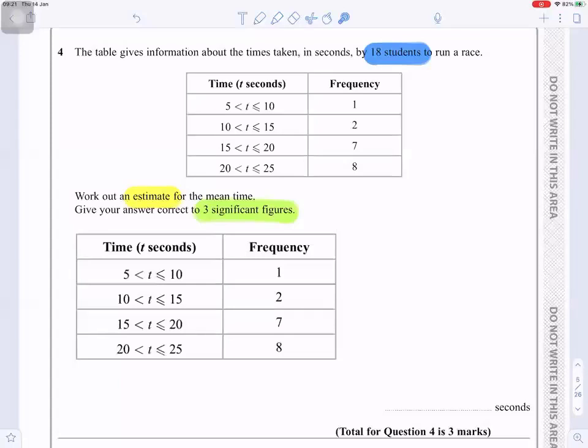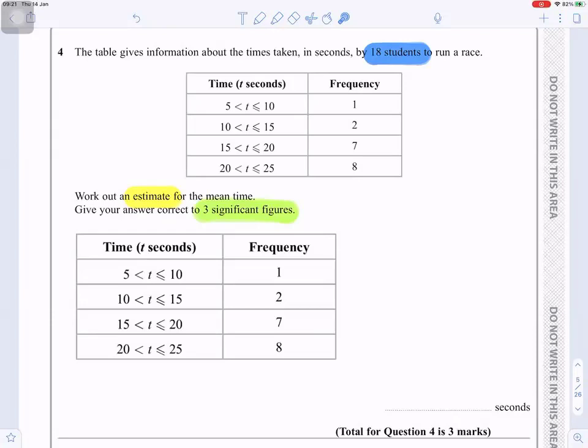Question number 4. The table gives information about the times taken in seconds by 18 students to run a race. Work out an estimate for the mean time. Give your answer correct to 3 significant figures. Because we are working out an estimate, we will choose one of the times.